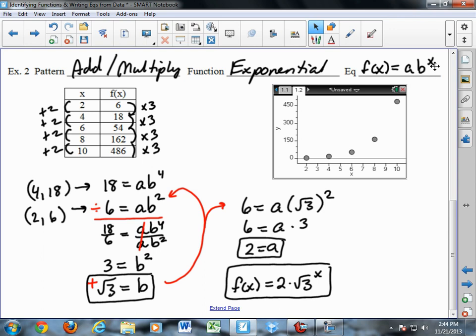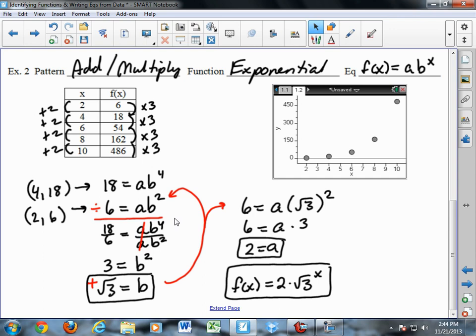Because the x is an exponent here, and it's always helpful to have the higher degree exponent on top when I'm dividing, I'm going to put the second point first. So plugging in 4 for x and 18 for y, I get 18 equals ab to the 4th, and then for the other point, 6 equals ab squared.